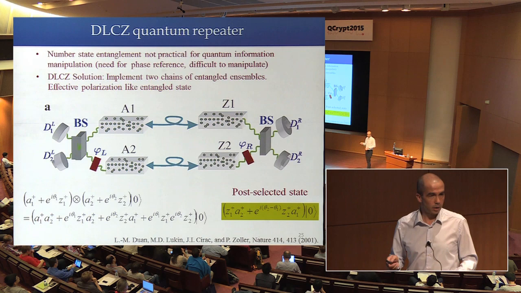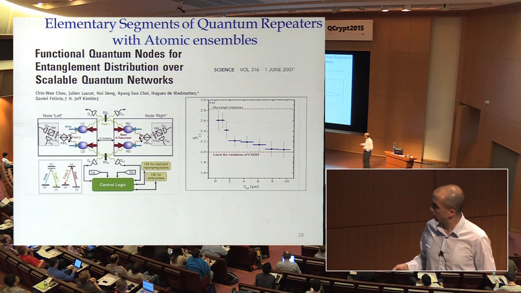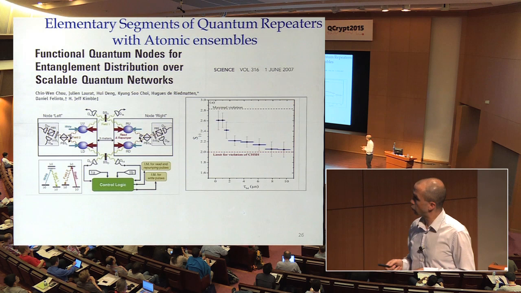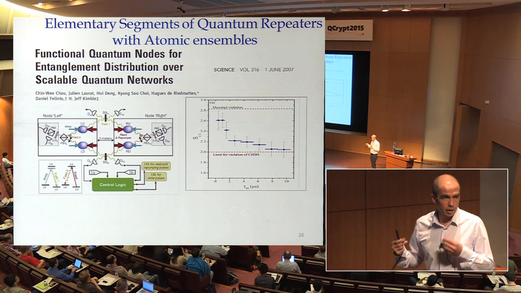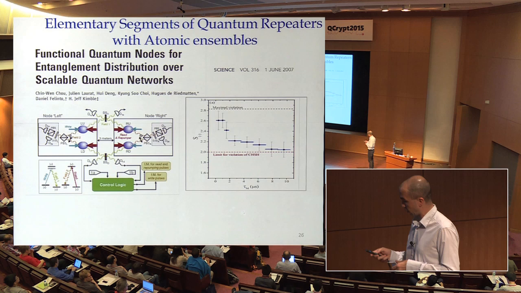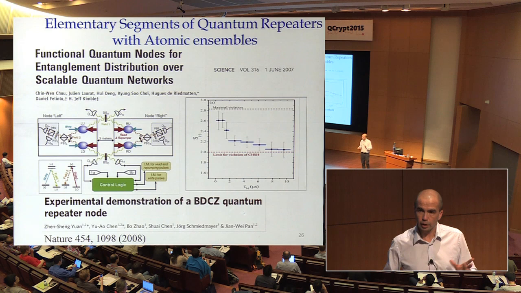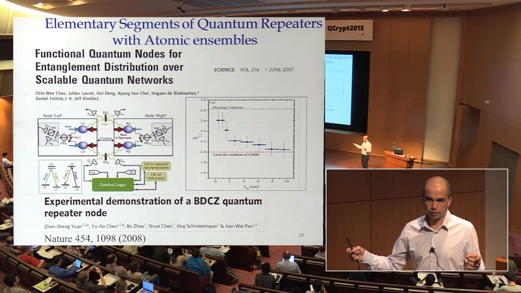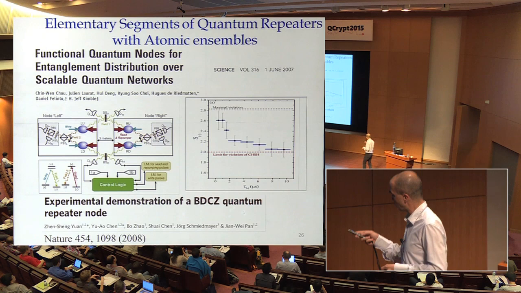And this is actually also a measurement that we did using this four atomic ensembles in two separate vacuum chambers, where we could now really create an elementary link of a quantum repeater and show that you have some violation of Bell inequality. Actually, a similar experiment has also been done in Jian-Wei Pan's group. Here, they didn't use four ensembles; they just used two ensembles, but they do the entanglement swapping by detecting two photons. So in the end, the result is quite similar.